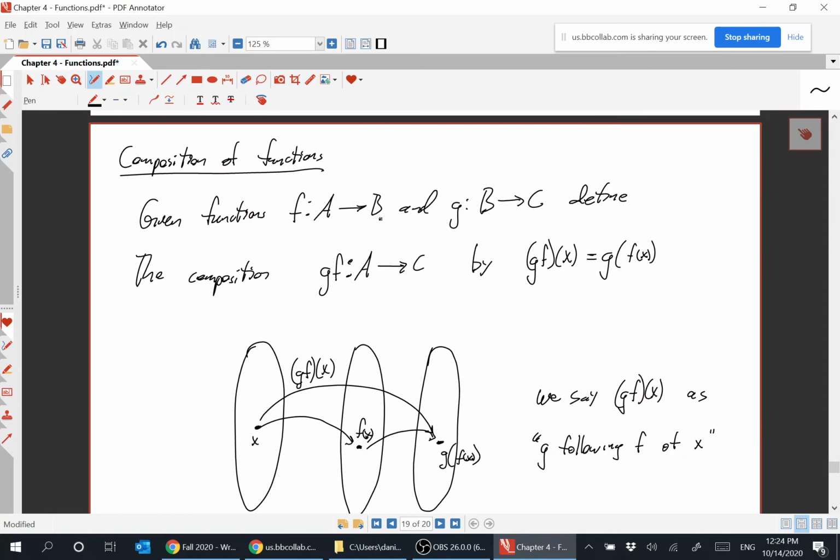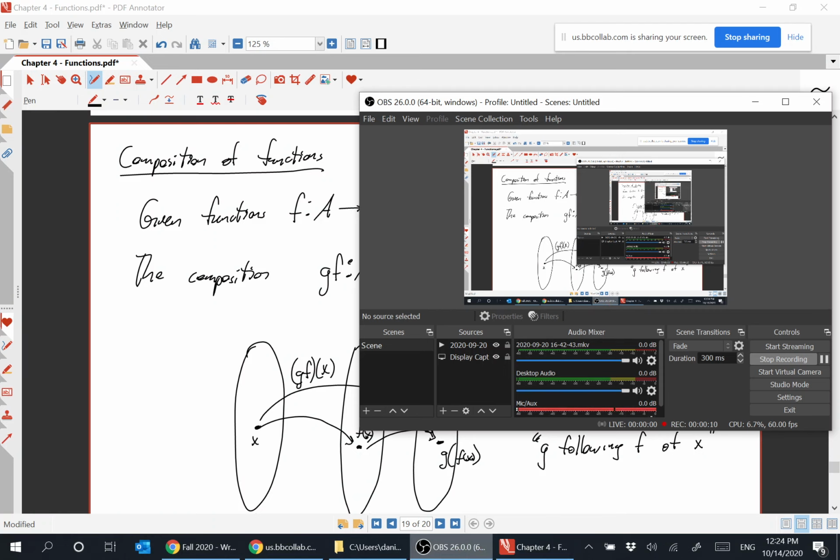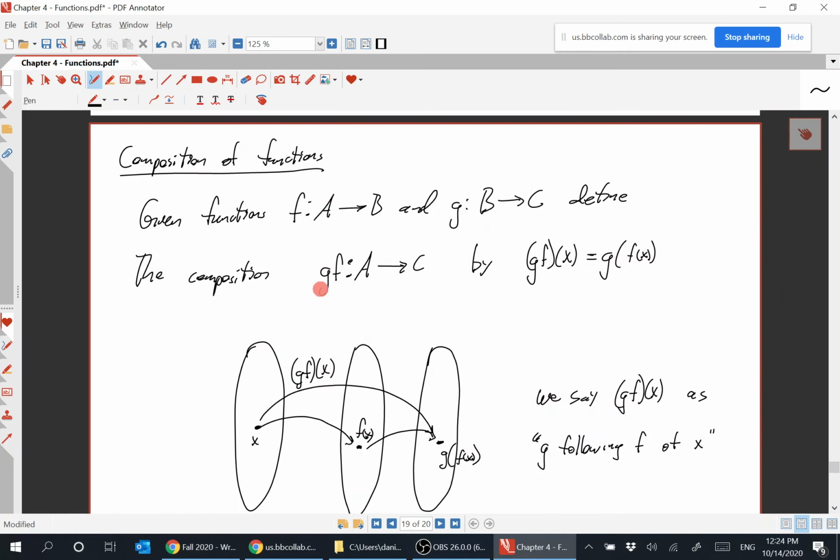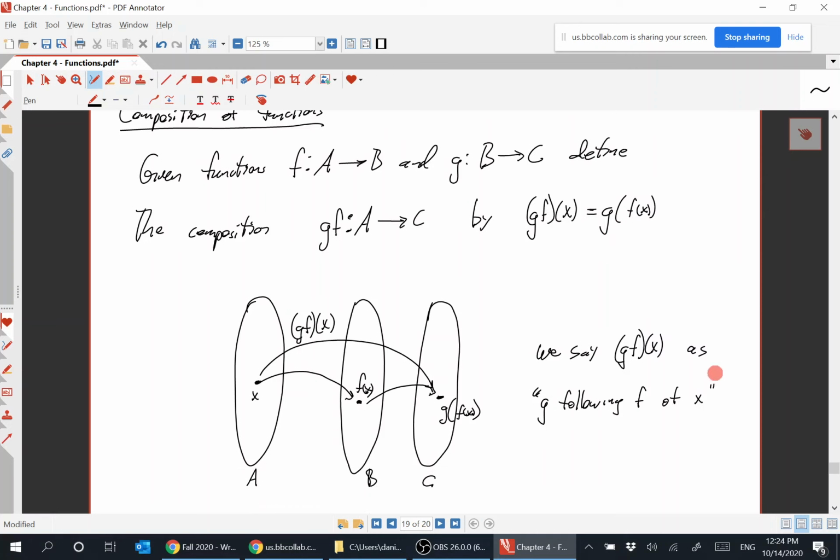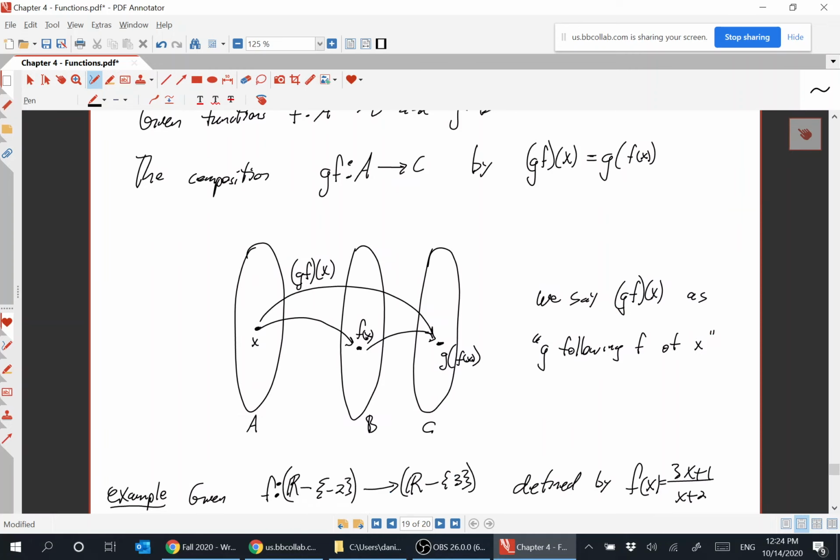Given a function f from A to B and a function g from B to C, define the composition g following f from A to C by (g∘f)(x) = g(f(x)). So we say that as g following f of x. So the picture looks like this.